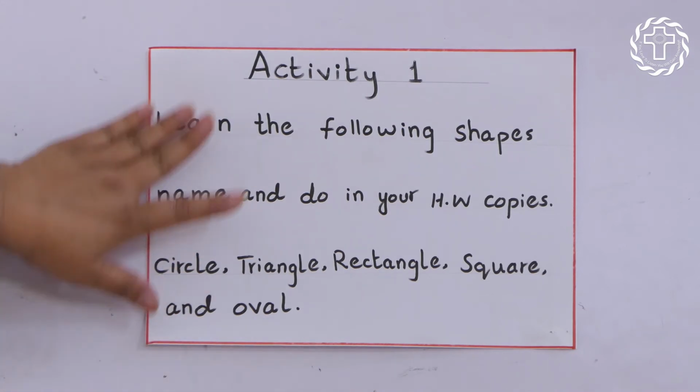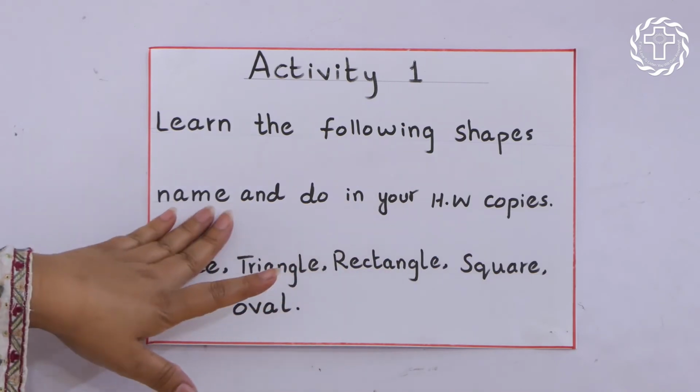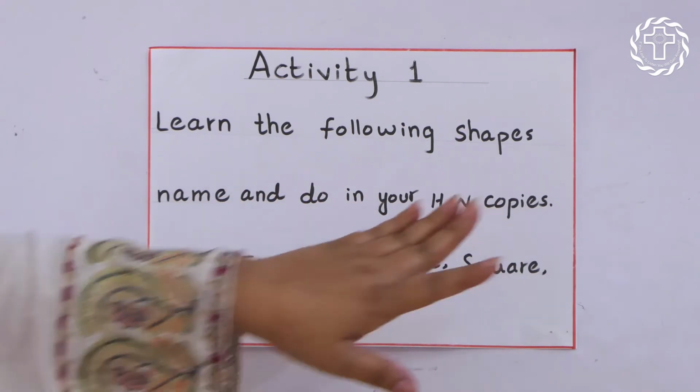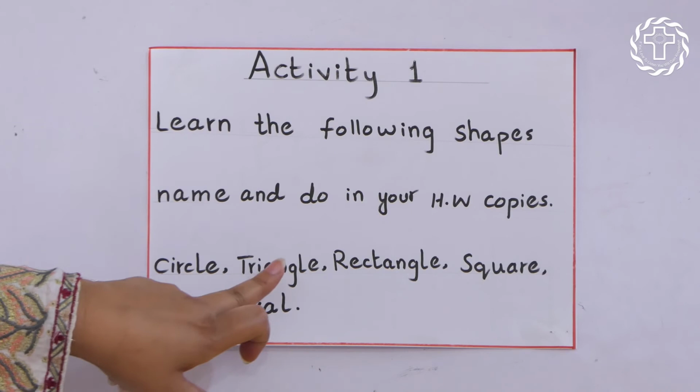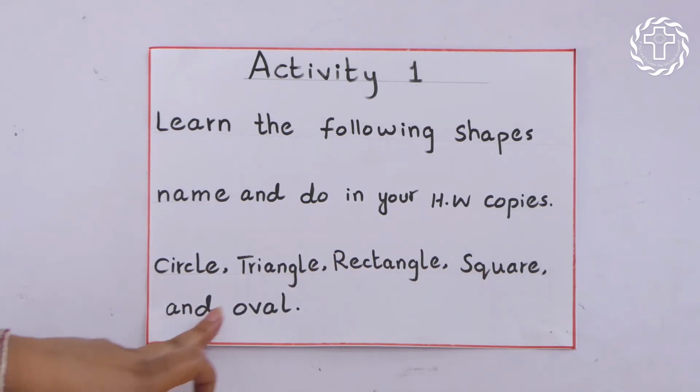Okay class, this is your activity number 1. Learn the following shapes, name and do in your homework copies. Circle, triangle, rectangle, square and oval.